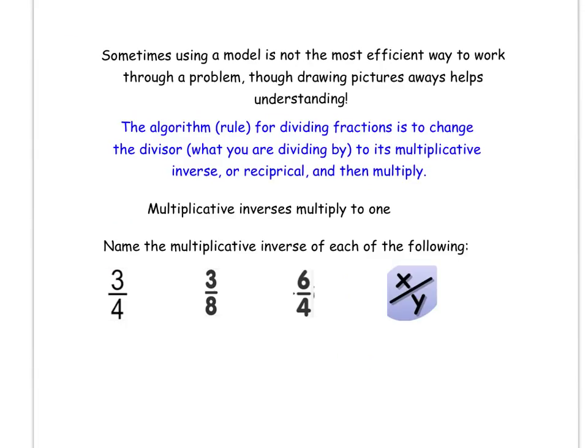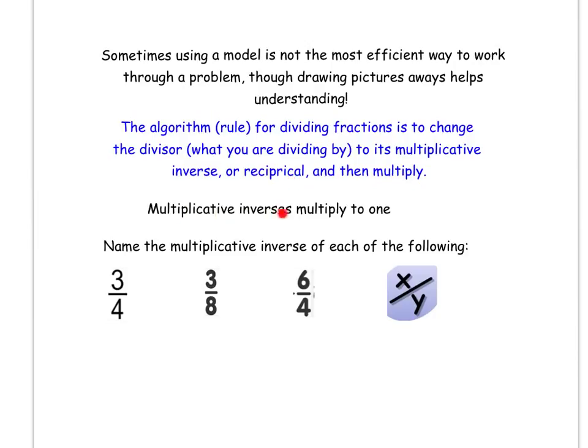Alright, so let's talk about some vocabulary. Sometimes using a model is not the most efficient way, though anytime I have a word problem, I really do like drawing pictures to help with my understanding, to see what it's really asking me to do. The algorithm or the rule for dividing fractions, the easy way to do it, is to just change the divisor, so what we're dividing by, to its multiplicative inverse. Multiplicative inverse is one of my favorite words to say, multiplicative inverse, or the reciprocal. It's where you flip them and then you multiply.